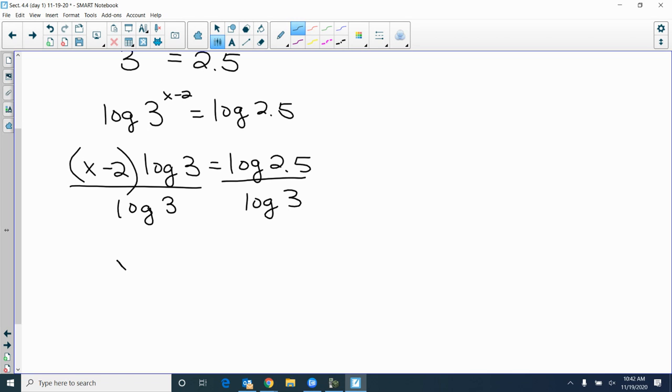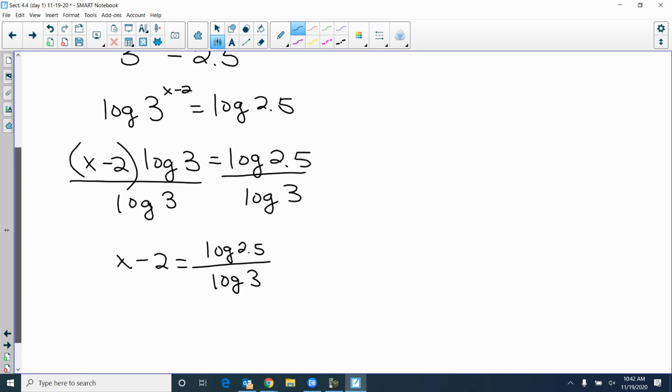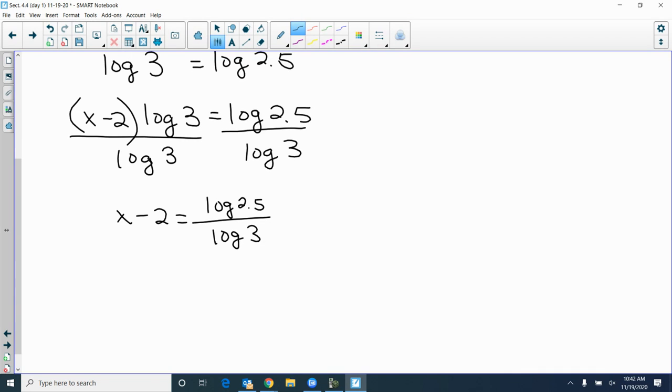And now I get x minus 2 equals log of 2.5 divided by log of 3. And now you can add 2. I'm going to wait until the very end to type it into the calculator. Add 2 to both sides. And so that gives me x equals log of 2.5 divided by log of 3 plus 2.